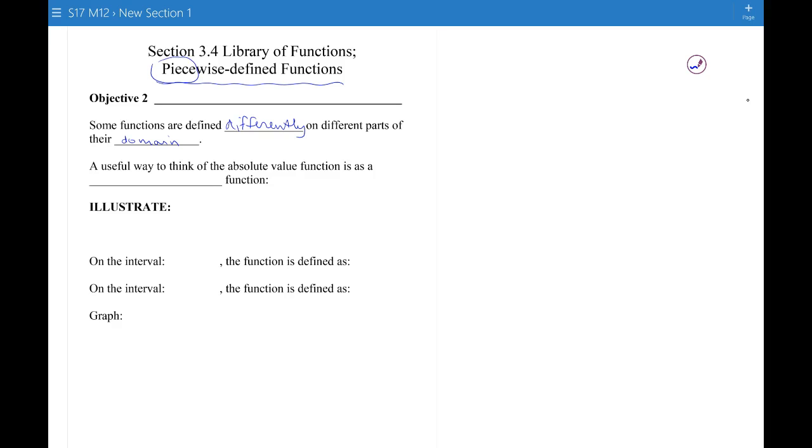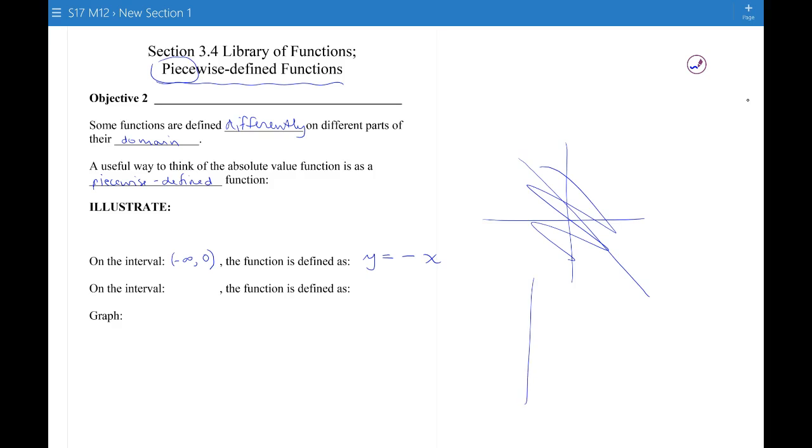So a useful way to think of the absolute value function is as a piecewise defined function. So I already talked about this earlier, but on the interval from negative infinity to 0, but not including 0, the function is defined as y equals negative x. So that's this line. This line, y equals negative x. But we only want the part of it on this part of the x-axis, so we don't want this part over here.